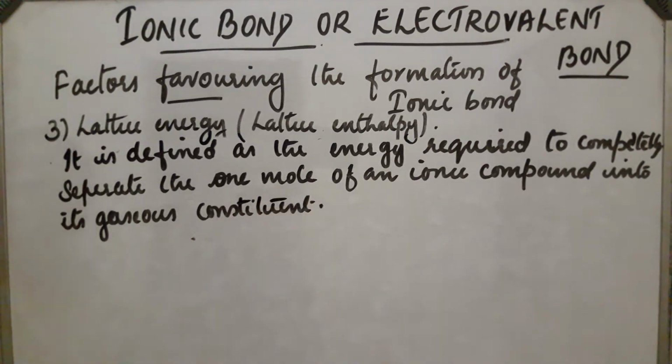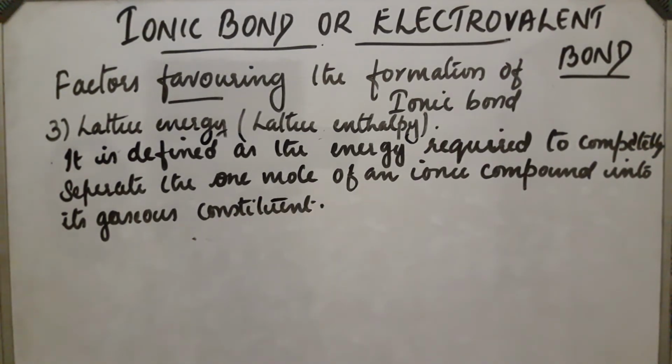So this means if we take an example, NaCl. NaCl is formed, and the energy required to completely separate Na plus and Cl minus from the bond is known as lattice energy. Now, higher the value of lattice energy, what will happen? It is easy to form the ionic bond. So, higher the lattice energy, greater will be the tendency for the formation of ionic bond, or greater will be the stability of the ionic bond.